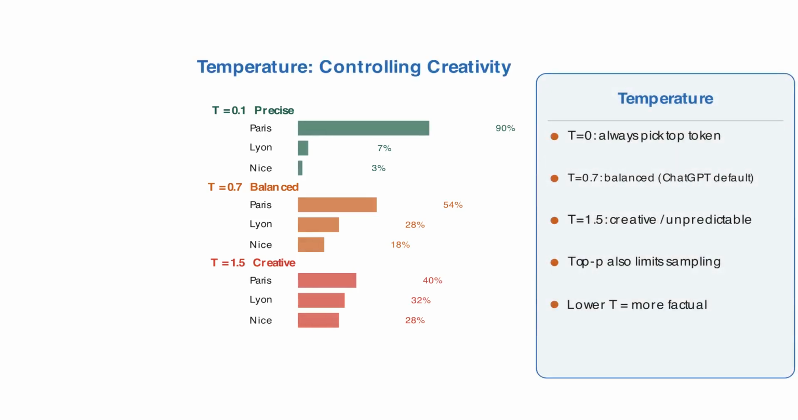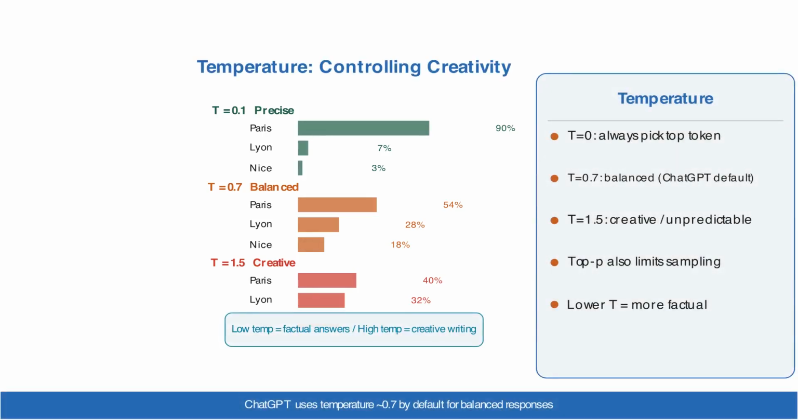Temperature controls how ChatGPT samples from its probability distribution. At temperature 0, it always picks the most likely next token, giving deterministic, precise answers. At temperature 0.7, the ChatGPT default, it occasionally picks less likely tokens, making responses feel more natural. At higher temperatures, output becomes creative but risks becoming incoherent.